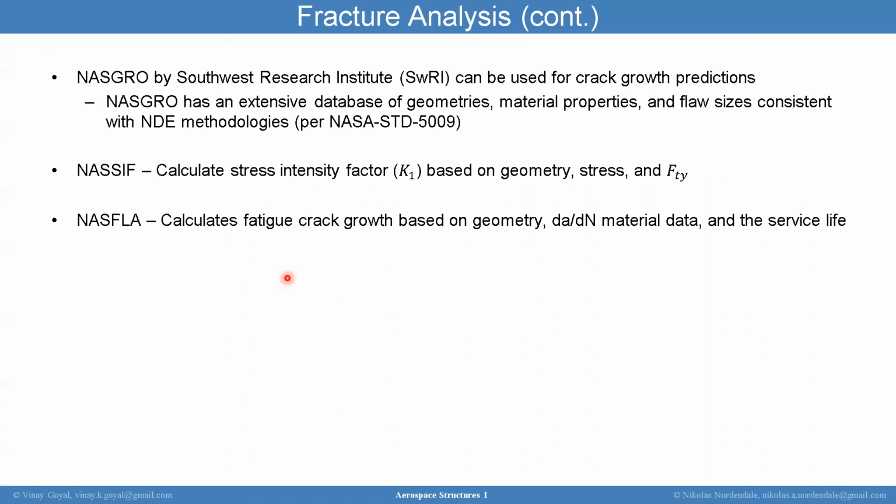The fracture analysis is typically done with the NASGRO code. There are two modules in NASGRO. I covered this in part two, and there are some tutorials about this. K1 is based on this one. This module calculates the stress intensity factor, while this module calculates the fatigue crack growth.